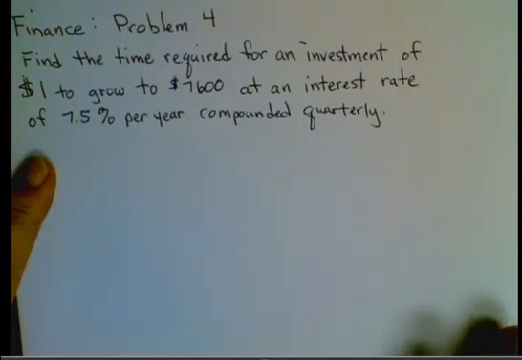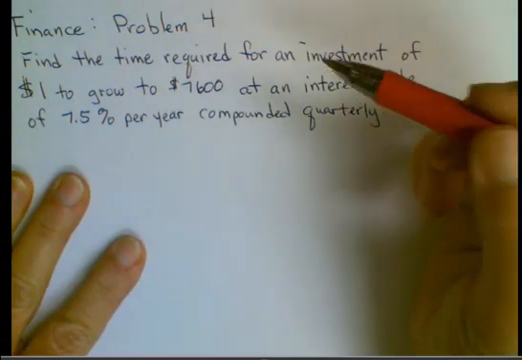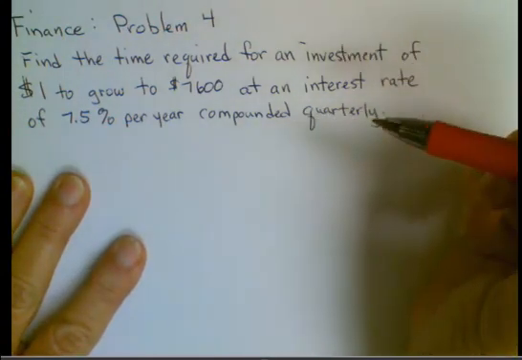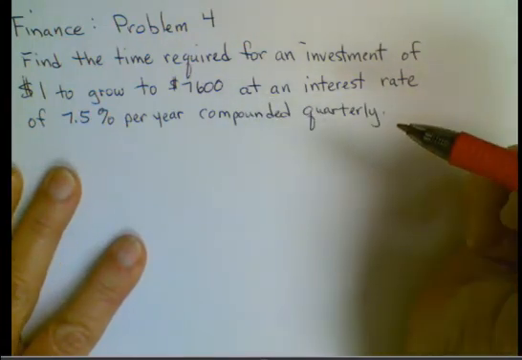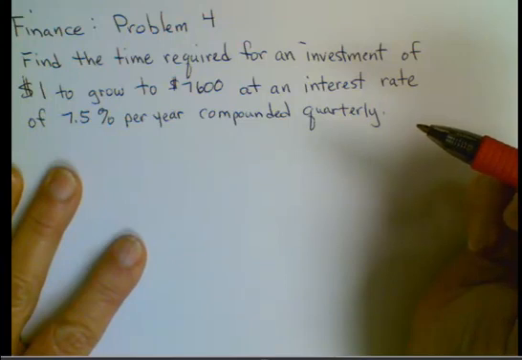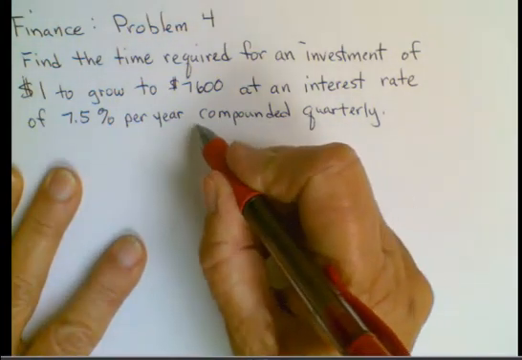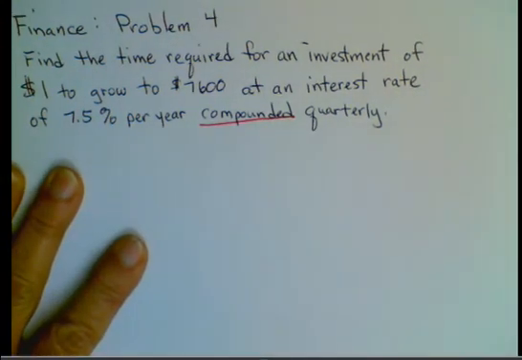Next, we'll look at problem 4. Find the time required for an investment of $1 to grow to $7,600 at an interest rate of 7.5% per year, compounded quarterly. Right, so an interest problem again, except this time we're going to do compounded interest. So we need a different formula.